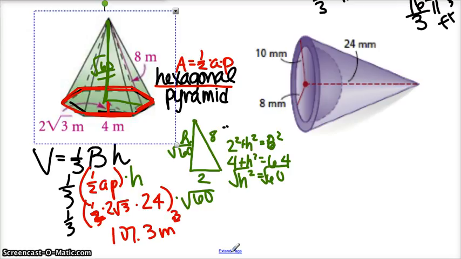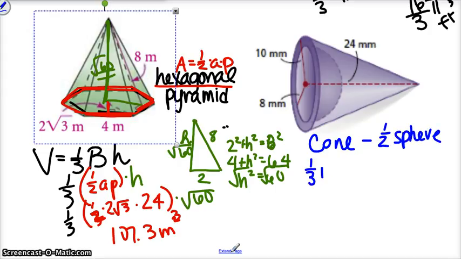The next one. This one is a composite solid because it has 2 shapes. It has a cone as the larger shape, and then it has half of a sphere on the inside. A cone is 1/3 pi r squared h minus, we need half of the sphere, which is going to be 4/3 pi r cubed.